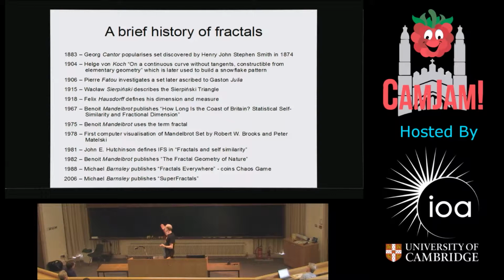Things started quite a lot earlier. In 1883, the Cantor set, where you take a line segment, take out the middle third, and then with whatever you've got left, you take out the third again and again and again. You get a very, very interesting construct, which you'll see a fractal which relates to it very well in a moment.